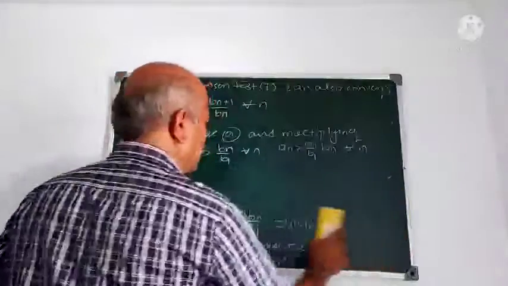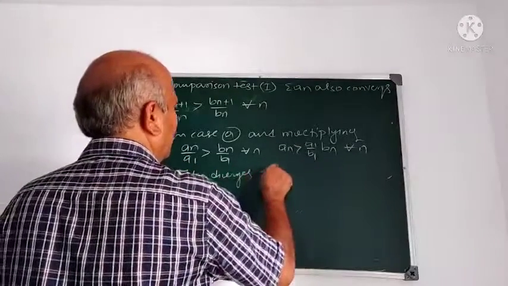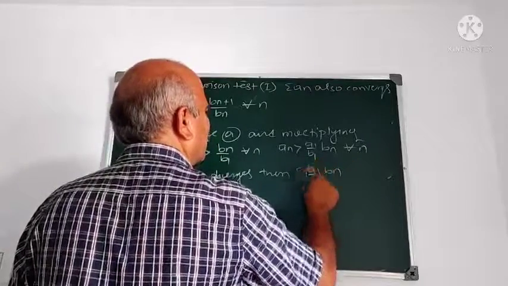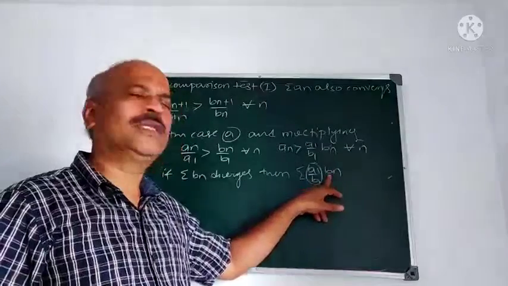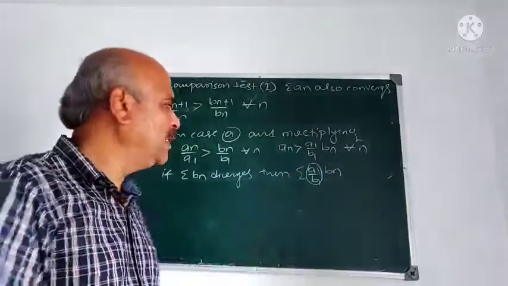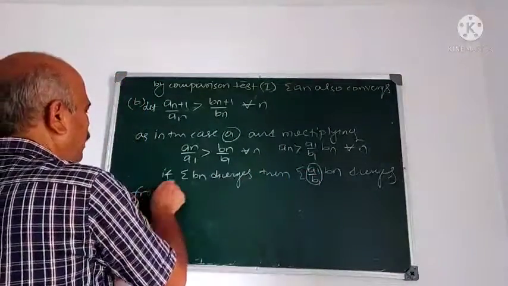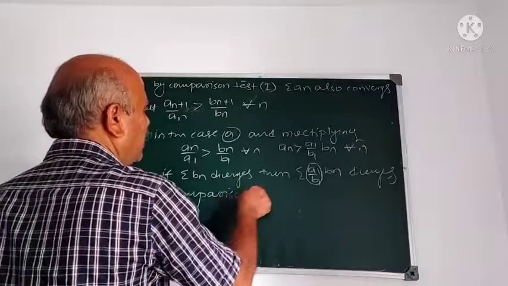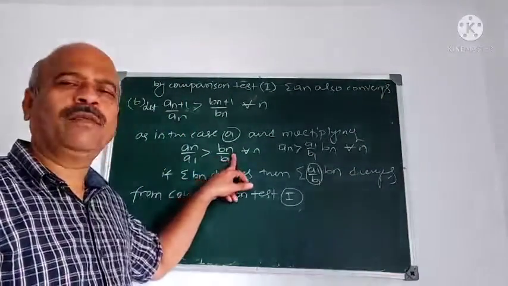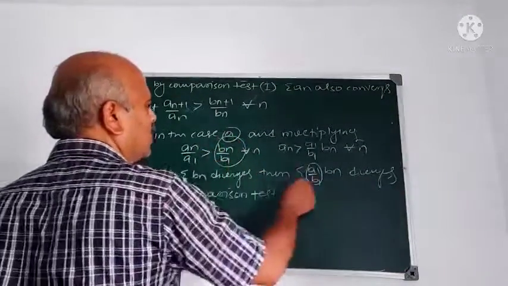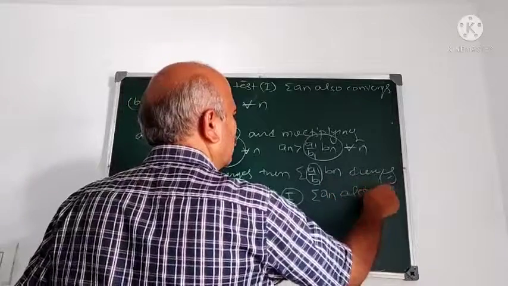Now, suppose sigma Bn diverges. If sigma Bn diverges, then sigma A1 by B1 Bn. What is this? This is constant, A1 by B1. And what is sigma A1 by B1 into Bn? It is a series obtained by multiplying each term of sigma Bn by A1 by B1. And this also diverges. If sigma Bn diverges, this also diverges. From comparison test 1, what does comparison test 1 say? If An and Bn are positive term series, An is greater than Bn for all n, then if sigma Bn diverges, this right hand side series diverges, left hand side also diverges. By test 1, sigma An also diverges.